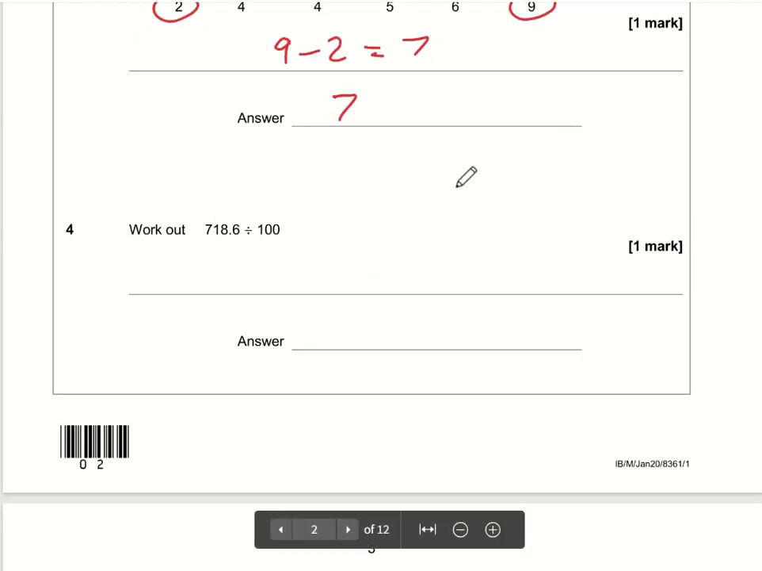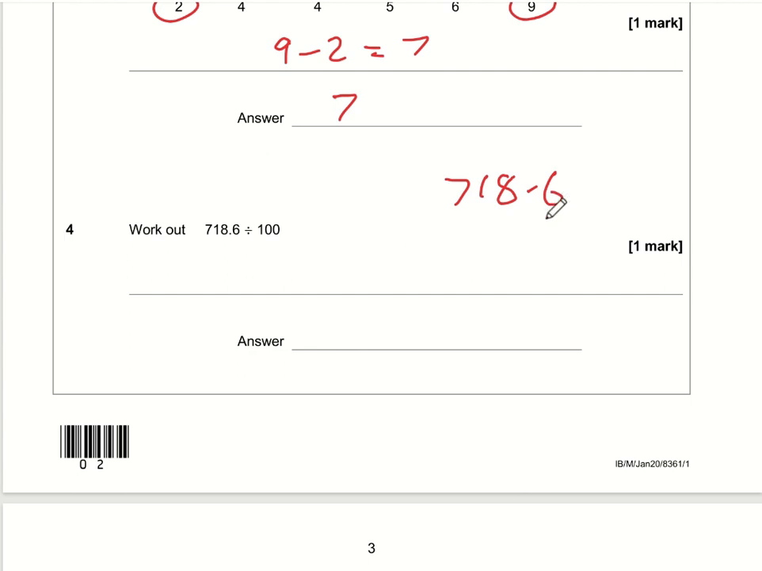Work out 718.6 divided by 100. Well, there are 2 zeros in 100, so we're going to move the decimal point 2 positions. And since we're dividing by 100, that means we'll be moving the decimal point to the left in order to make the number smaller. So 1, 2, it will now move to in between the 7 and the 1, so 7.186.